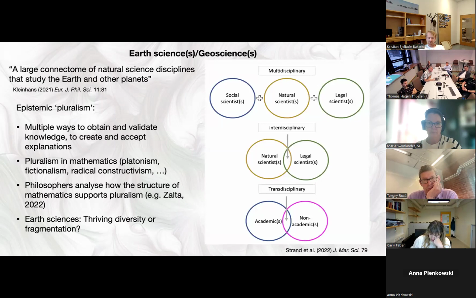And if you look at the concept of interdisciplinarity, Kleinhans said that earth sciences consist of many, many disciplines. In general, disciplines are typically used for these larger domains of knowledge. So in this particular representation, you would say, if you put together social scientists, natural scientists, and legal scientists, you have a multidisciplinary team, but the interdisciplinarity is in that intersection, if it exists, between natural sciences and other kinds of sciences, or social and legal, or whatever. And then you have transdisciplinary, where you have academics and non-academics, the intersection of that.